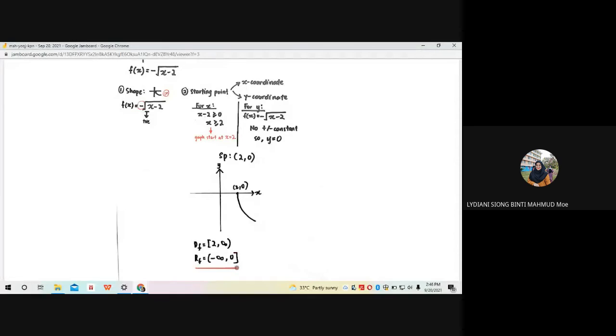For domain, what is actually inside the square root sign is our domain. So here our domain starts from 2 to infinity. For 2, we must put close bracket as it starts from 2. And range we definitely can see from the graph, which is from negative infinity up to 0, close bracket. That's all. Thank you.